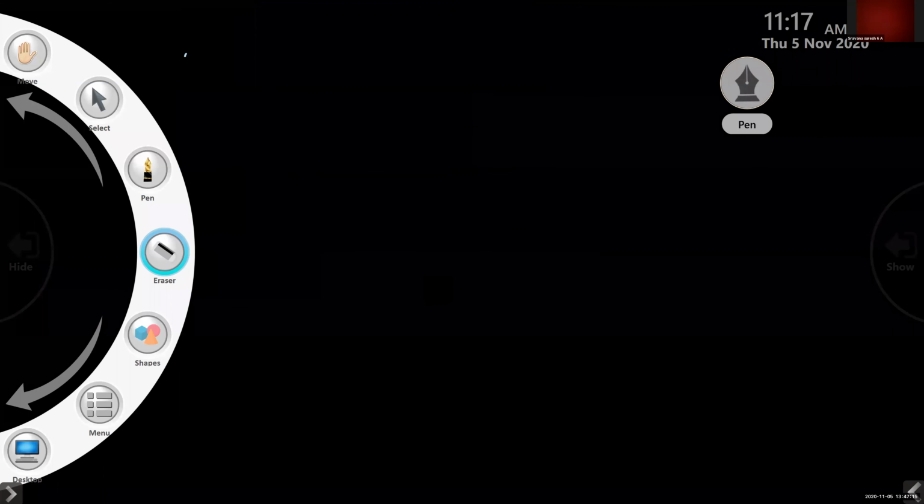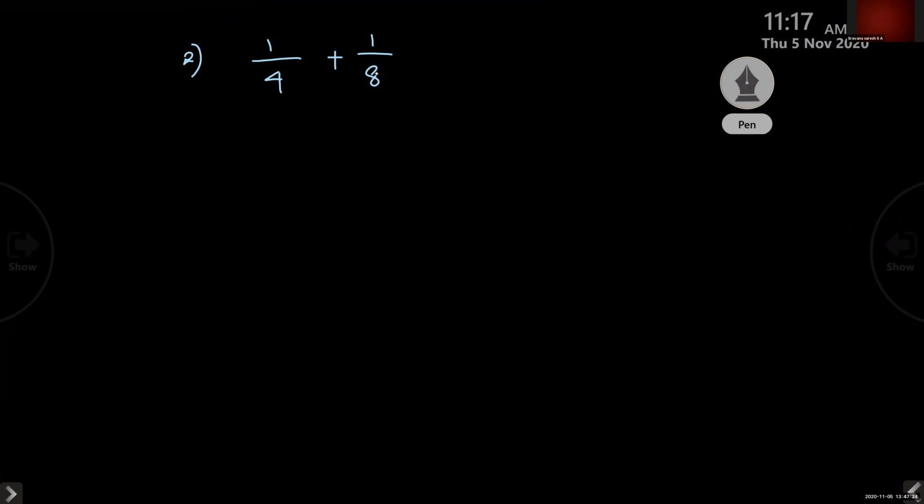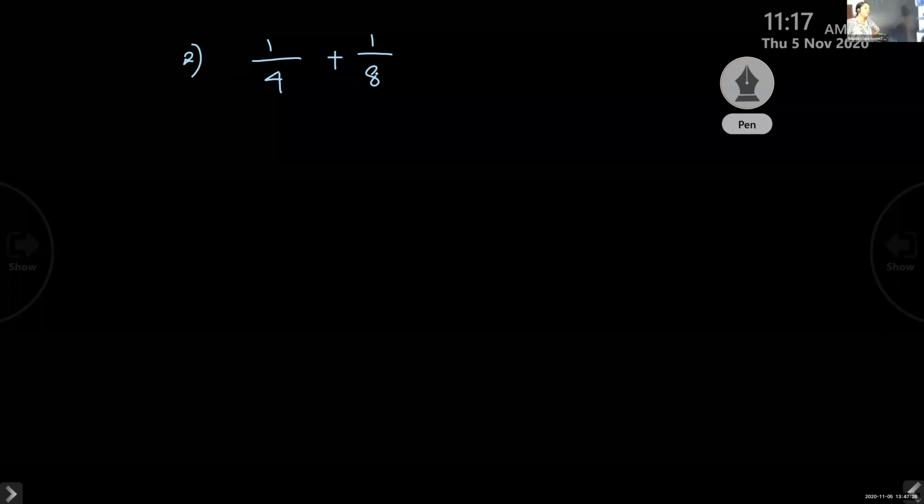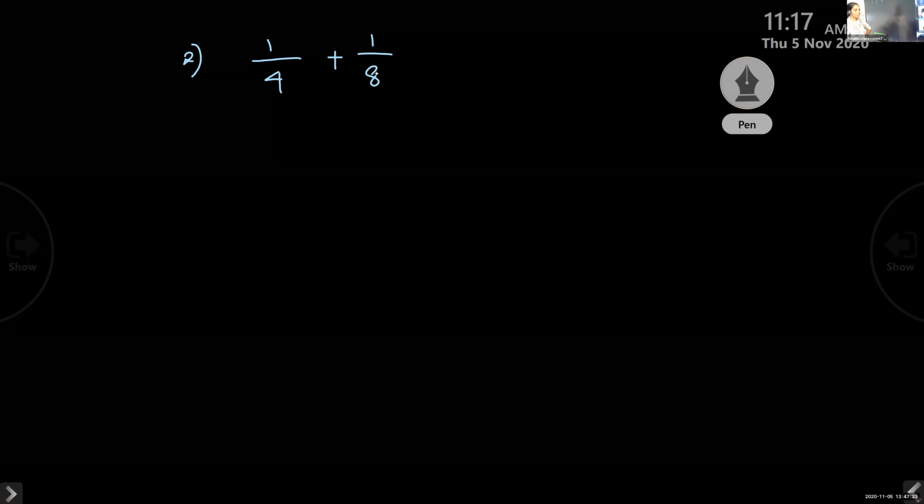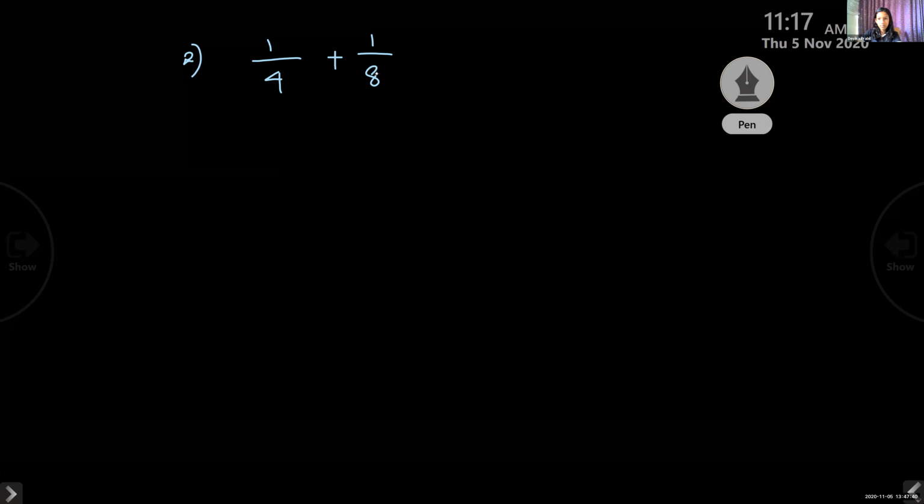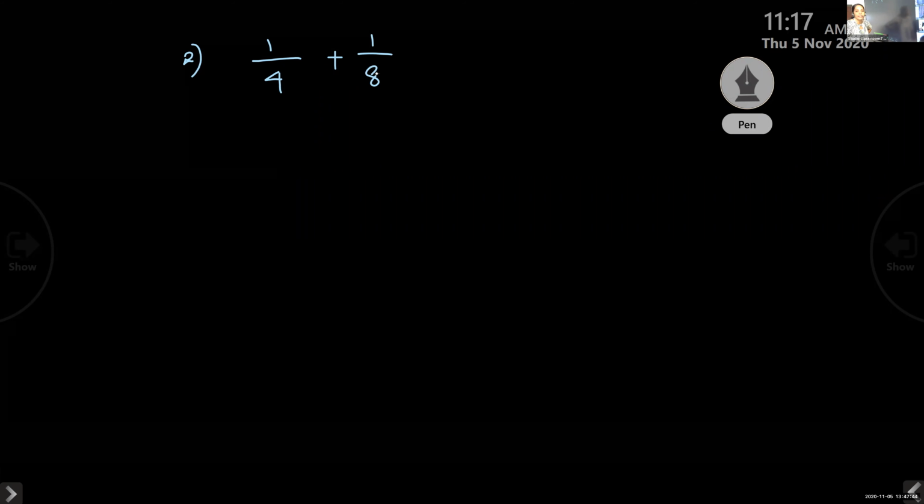The next one: 1 by 4 plus 1 by 8. What is your first step? Ma'am, find the LCM. No, what is your first step? Ma'am, check the denominators. Watch carefully the denominators. What did you observe? Ma'am, they are not same. They are not same. So we should make it same. How can we make it same?